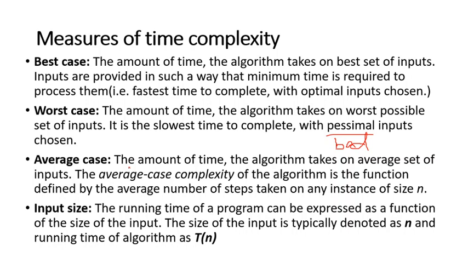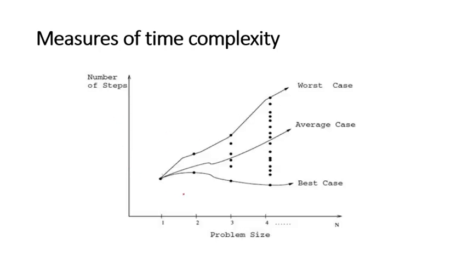So we will see the graph here. Best case means it should complete in the minimum amount of time. Average means it will be in the middle of the best and worst case. And this is the worst case, taking a larger number of steps, and the size is also larger. So this is the measure of time complexity.